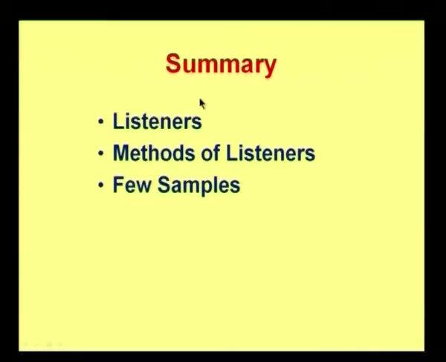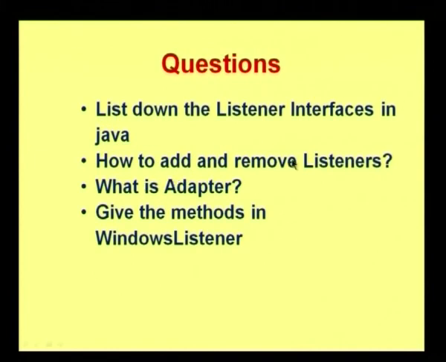As a summary, in this session we have seen various listeners and the important methods that we have in the listeners, and about adapter classes, how you can reduce the implementation of the number of methods in the listeners, and we have also seen a few sample programs. From this session you will be able to answer questions such as: list down the listener interfaces available in Java, how to add and remove listeners, what is an adapter and what is an adapter class, and give the methods in the window listener. What are the various methods available in the window listener?